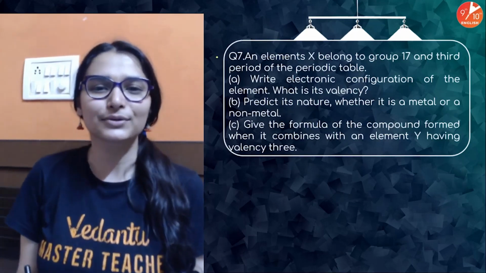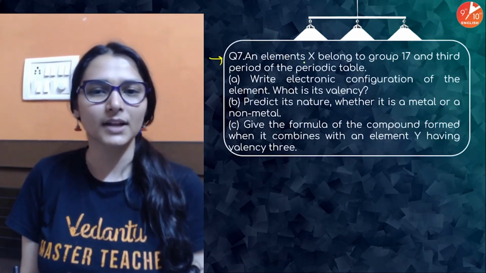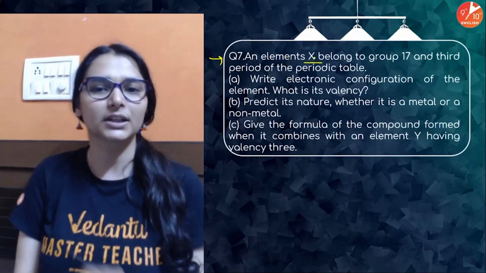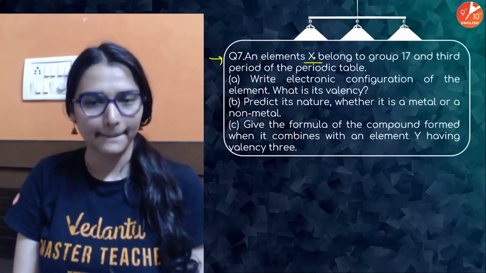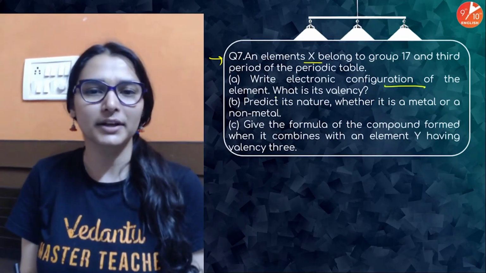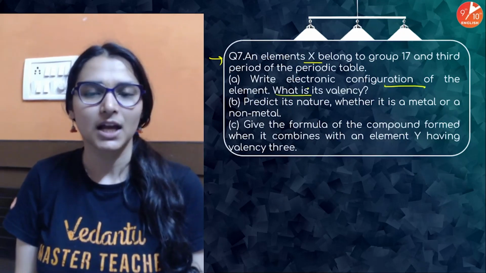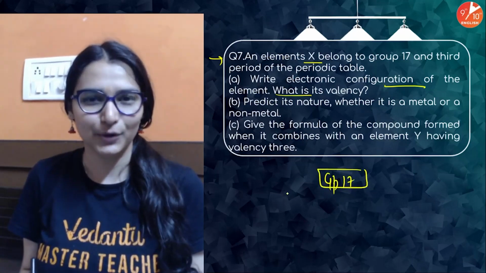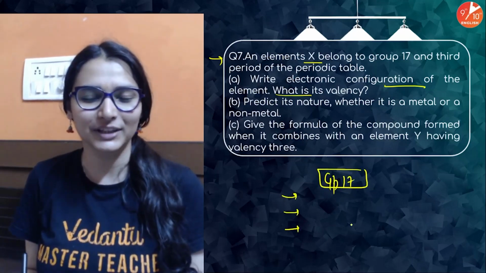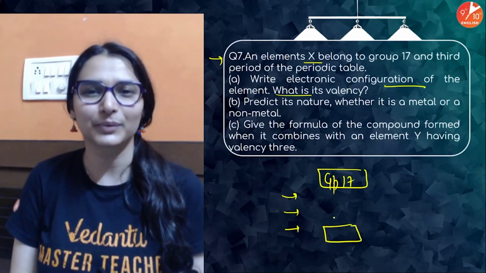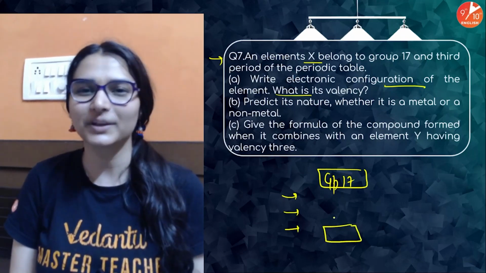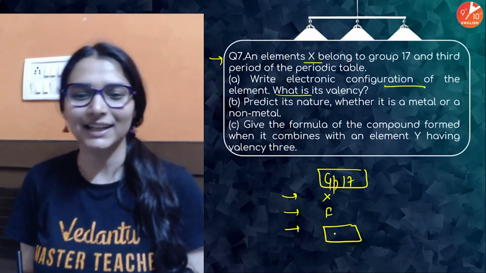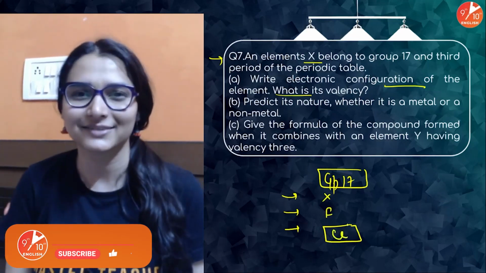Fine. Let's go to the 7th question now. An element X belongs to group number 17 and the 3rd period of the periodic table. Write the electronic configuration of the element. Element X belongs to group number 17. Okay. 1st, 2nd and 3rd period. Group 17, 3rd period. ठीक है. फर्स्ट पीरियड में तो नहीं है कोई भी, आपको पता है. सेकेंड पीरियड में हमारे पास फ्लोरीन है. थर्ड पीरियड में वी हैव क्लोरीन.